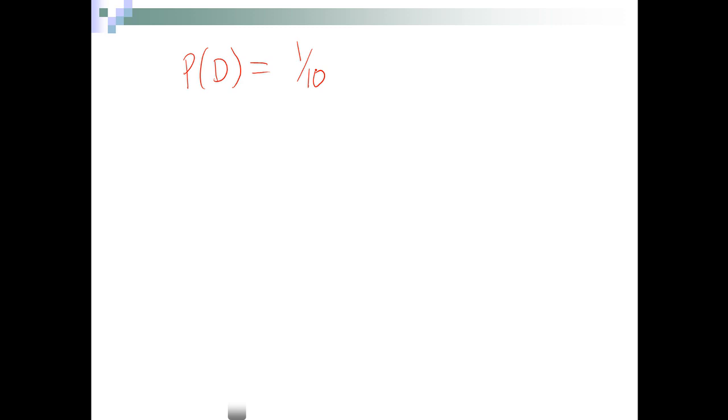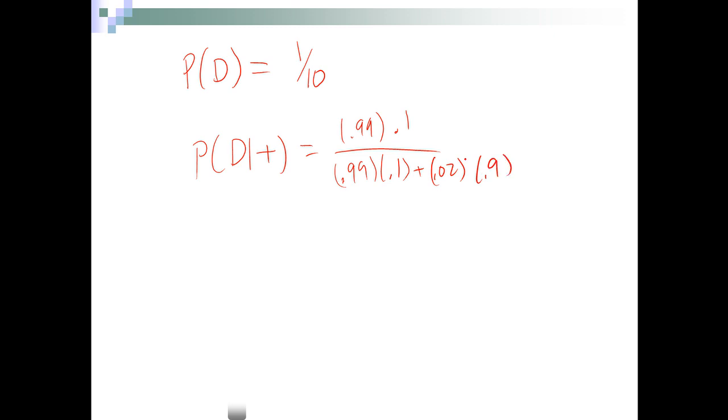So we can redo all of these calculations, but using 1 in 10, so we have 0.99 times 0.1 divided by 0.99 times 0.1 plus 0.02 times 0.9. Right, this is the probability of a positive test result given no disease. This is the probability of no disease according to the expert.